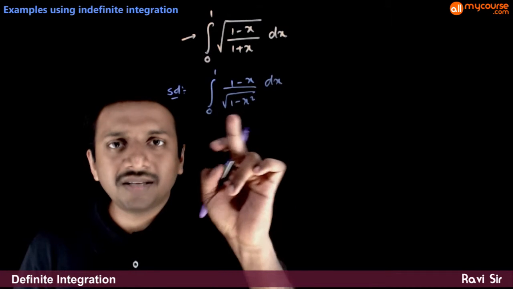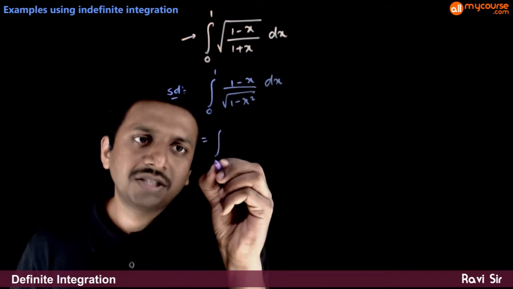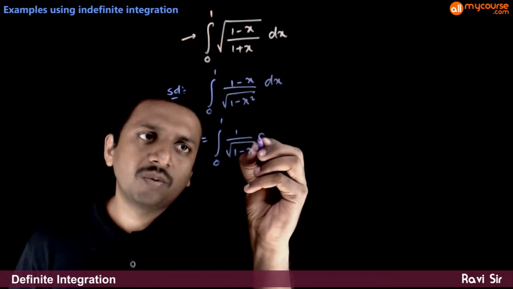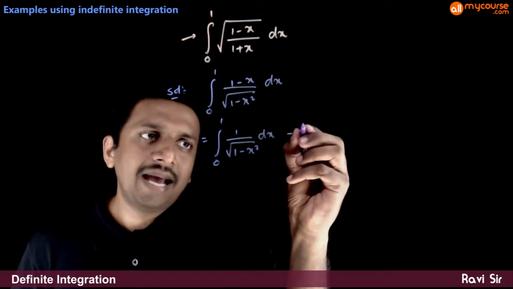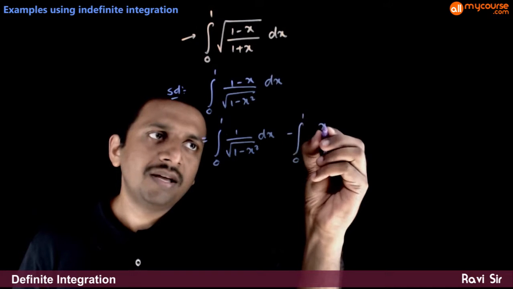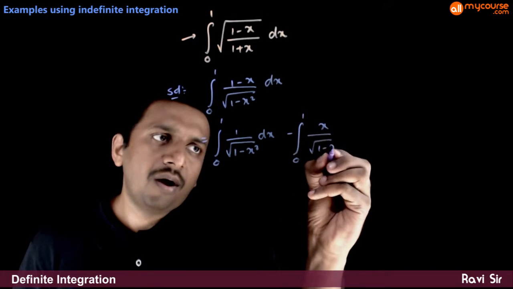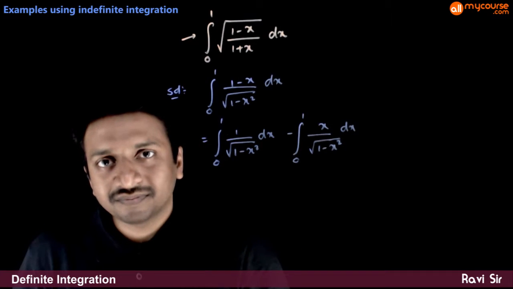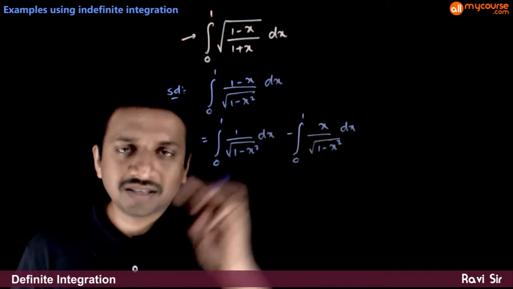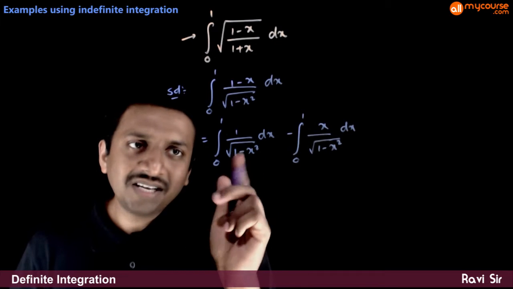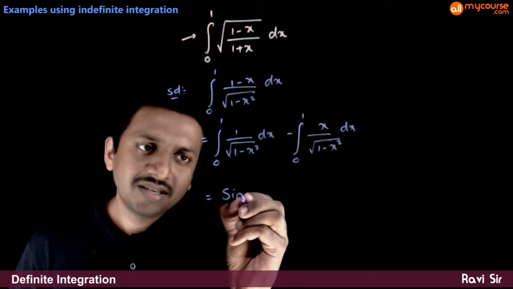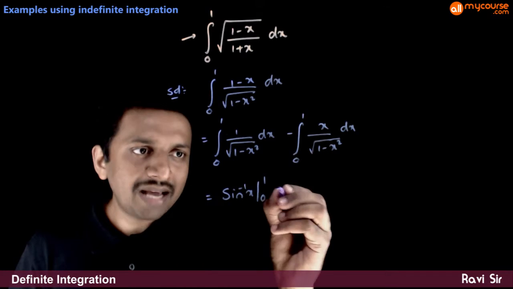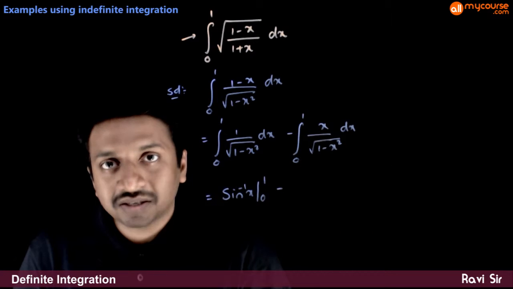And next, if you separate these two, that is equal to integration 0 to 1 by root of 1 minus x square dx minus integration from 0 to 1 x by root of 1 minus x square dx. So the first integration is very straightforward. This is sine inverse of x from 0 to 1 minus, how do you do this integration?